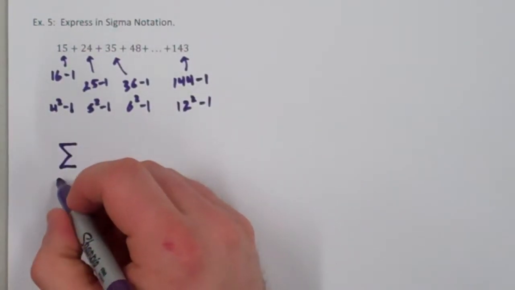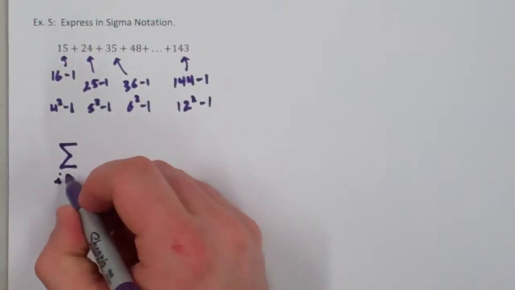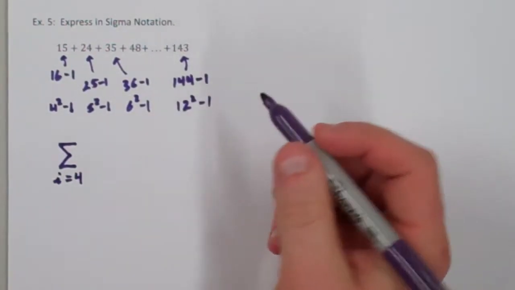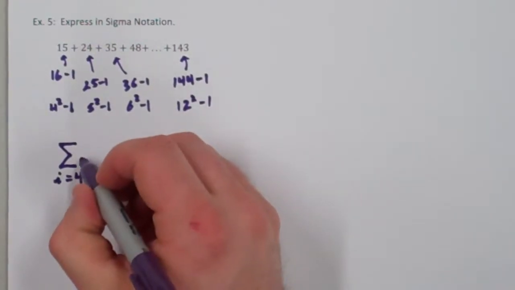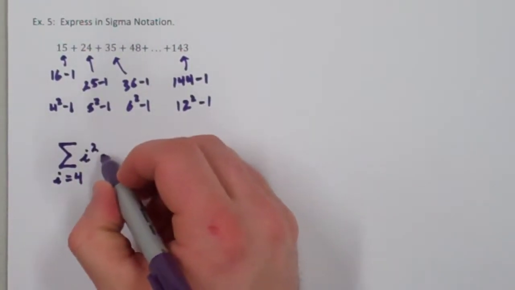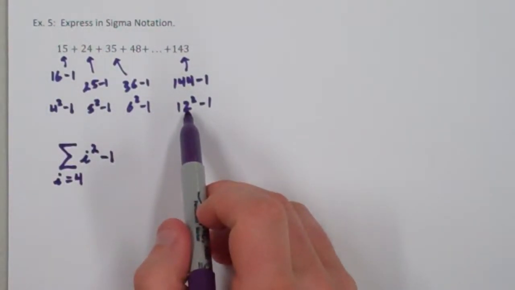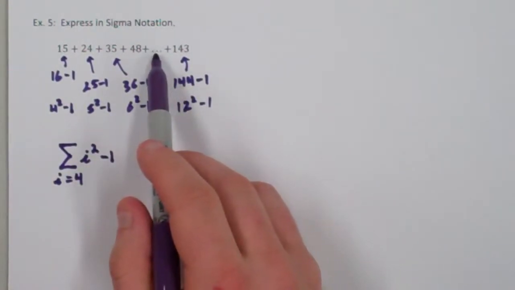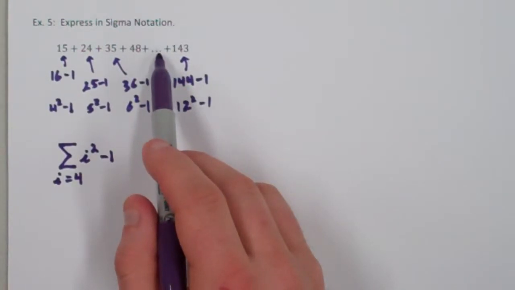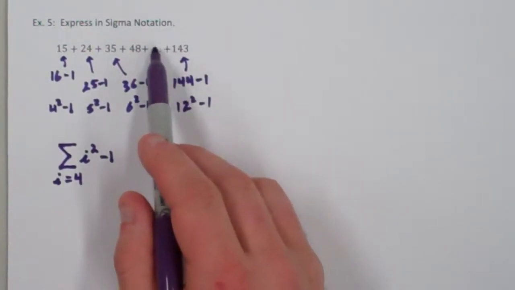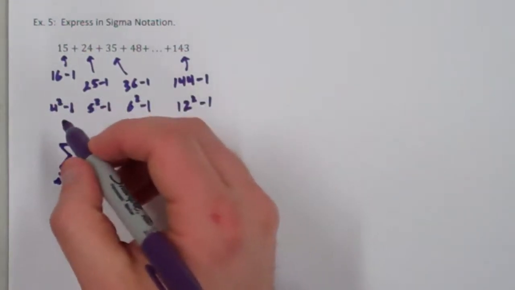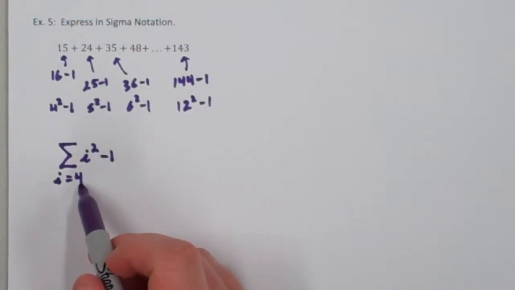It looks like if we start at i equal to 4, then we just need to take i squared and subtract 1. Beginning with 4, we're going to go all the way to 12. The little dot dot dot here doesn't mean this goes to infinity, because there's a term here; it just means there's a little bit missing right there. So again, our lower limit is 4.